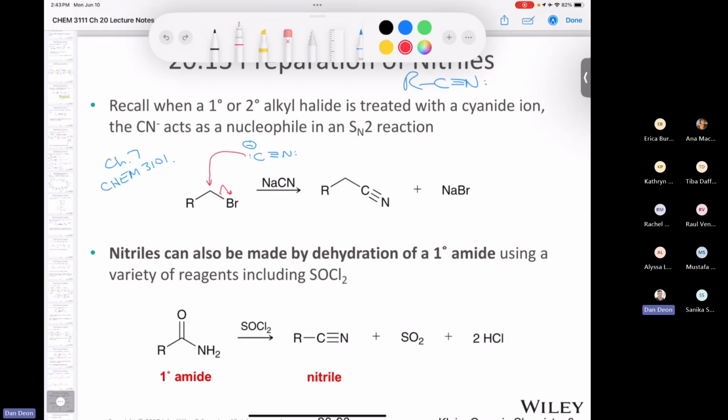A nitrile can also be made from a primary amide using thionyl chloride, okay? I've taught this class long enough that I just tell my students, memorize this reaction, that the thionyl chloride converts the primary amide into the nitrile. You end up liberating sulfur dioxide as a gas, so that pushes the reaction forward.